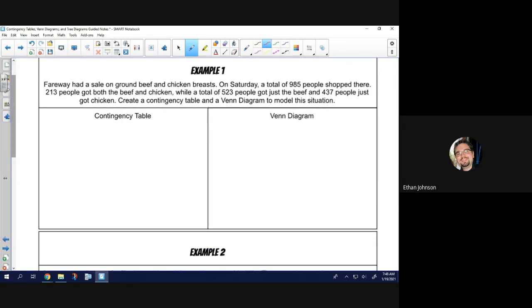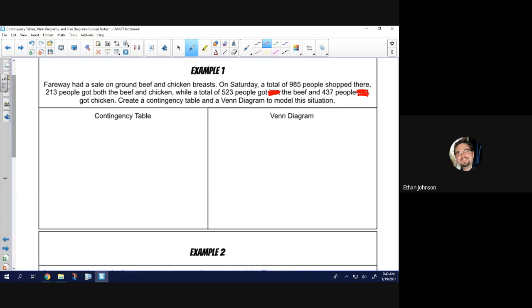So, example 1. Example 1 says, Fairway had a sale on ground beef and chicken breasts. On Saturday, a total of 985 people shopped there. 213 people got both the beef and chicken, while a total of 523 people got the beef, and 437 people got chicken. We're going to create a contingency table and a Venn diagram to model this.